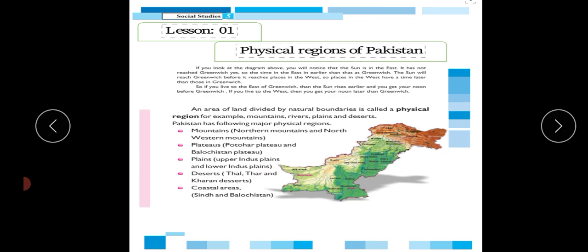Now, the physical regions of Pakistan. What is physical region? An area of land divided by natural boundaries is called physical region. For example, mountains, rivers, plains and deserts. Now, what is a physical region?